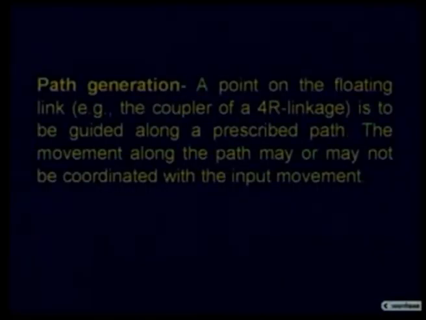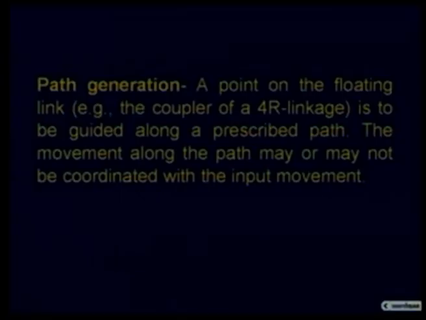So we have seen 3 models to explain what we understand by a guidance problem. That is a rigid body, which was the coupler in case of 4R linkages, which has to be guided in a prescribed manner. The next class of problem we call a path generation problem.